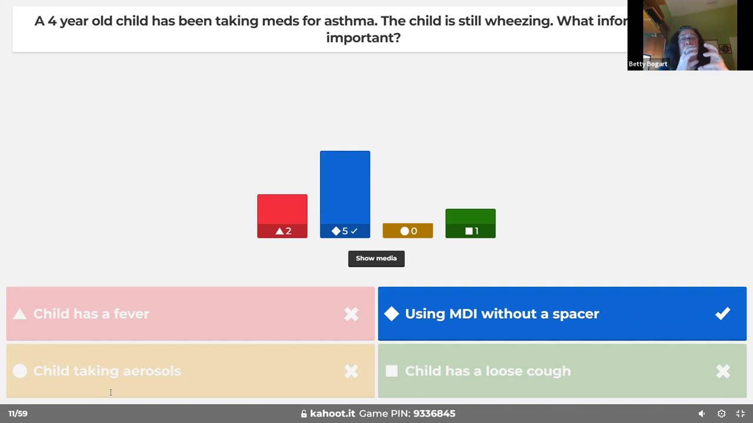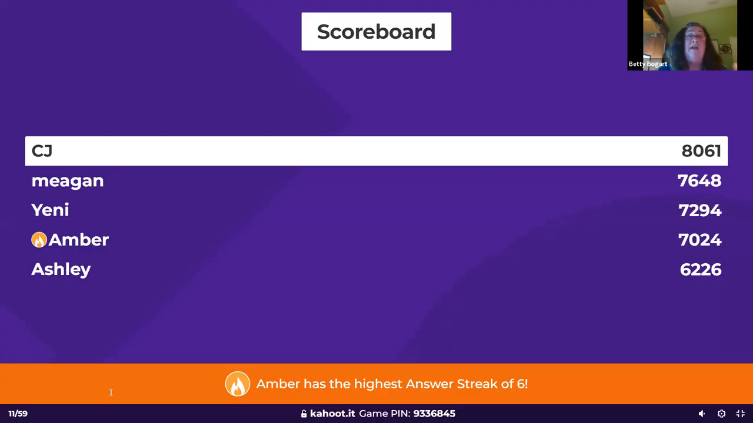So there's this little tube called a spacer with a little mask, and you puff whatever the dose is, 2 puffs, and let them breathe in and out 4 or 5 times. If they're crying, it's actually going to go deeper and it will get into the lungs. So if they're still wheezing, how did the child take their medicine? Did they take an MDI, the metered dose inhaler, or an aerosol? How did they take it? Because probably it was without that spacer. And we could save a lot of things by saying, okay, let me give you a dose with a spacer and see what happens.